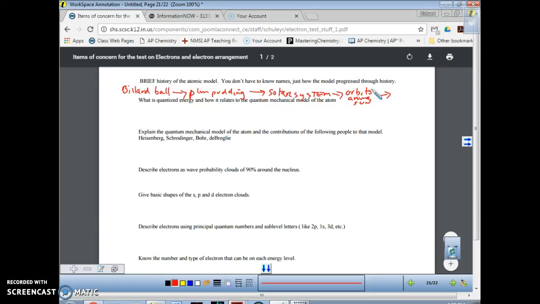And then what did we end up with? I know the model back there had 3 different ones, but ultimately what did we end up with? The quantum model, which some people call the electron cloud model, right?